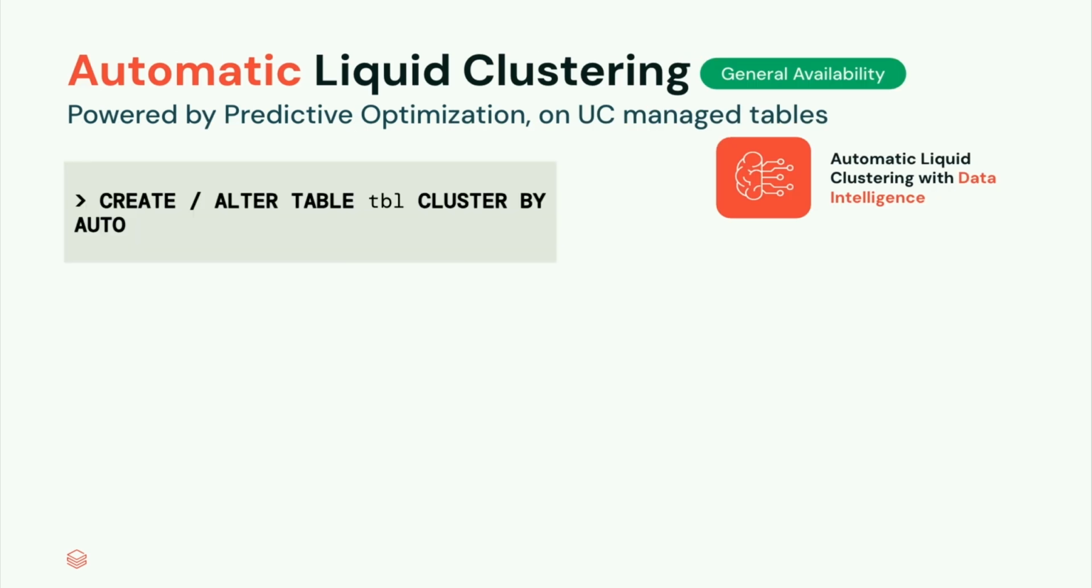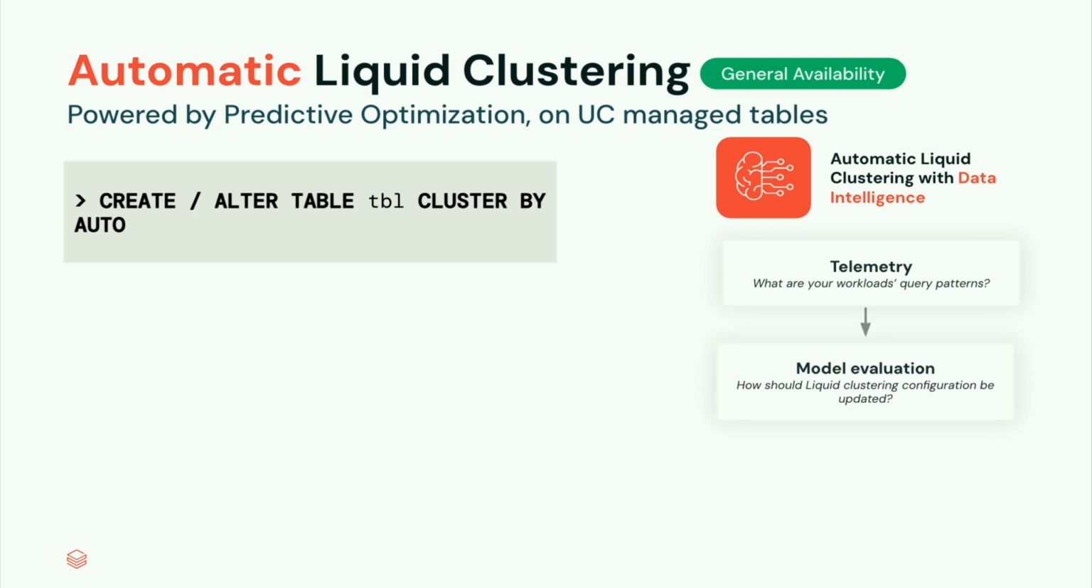By simply running CREATE TABLE or ALTER TABLE CLUSTER BY AUTO on your UC managed tables, predictive optimization can come in and choose the liquid clustering keys on your behalf. So how does this work behind the scenes? First, we collect the query scan statistics, such as query predicates and join filters, to determine if the table would benefit from adding or evolving liquid clustering keys.